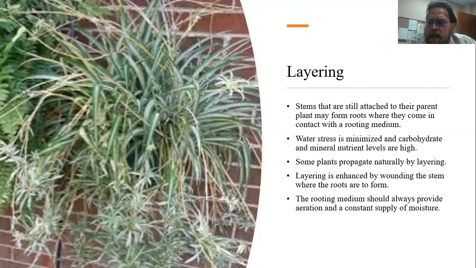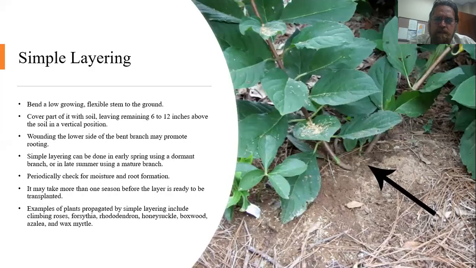Again, peat as a material is very useful for this because we're looking for something that is going to have good water holding capacity, but also be effective at allowing air movement into that root system. So the simplest form of layering is simple layering.